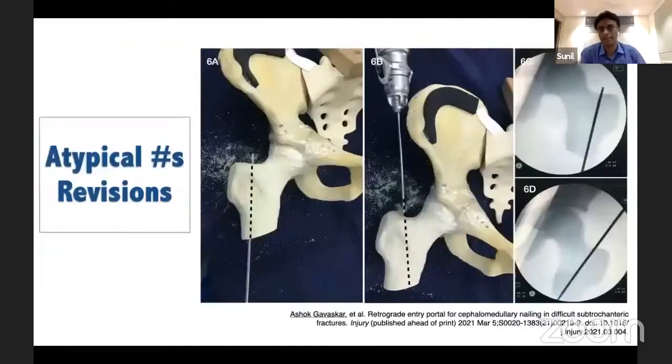So we use it, as I said, in two indications, atypical fractures and revisions, but now we do it in fresh fractures as well, where we resort to open reduction. It saves you a lot of time, and we published this recently as well in Injury. And these are some of the advantages.